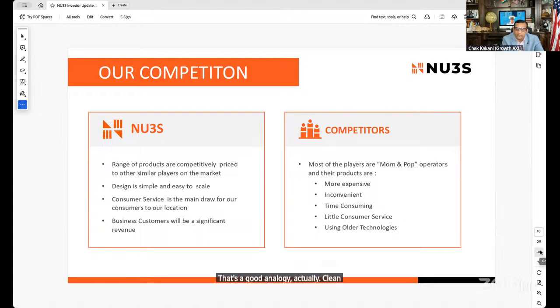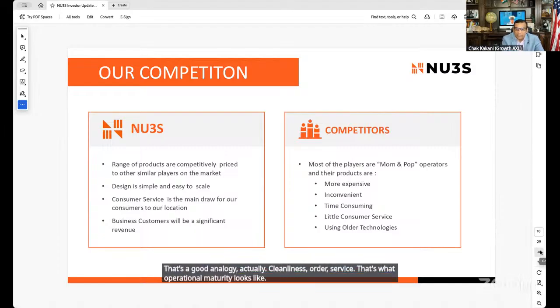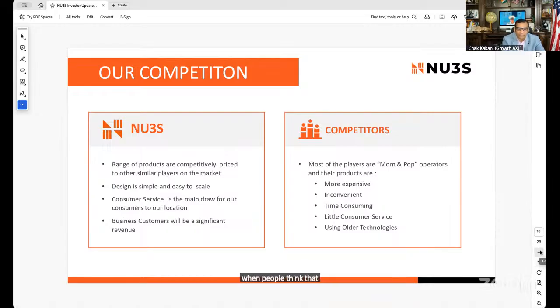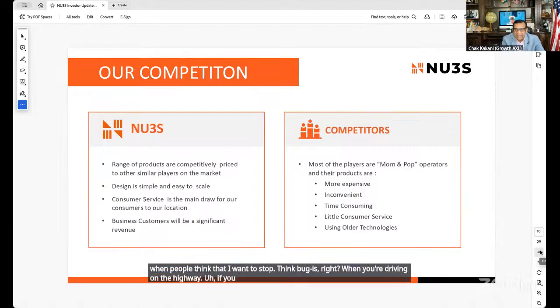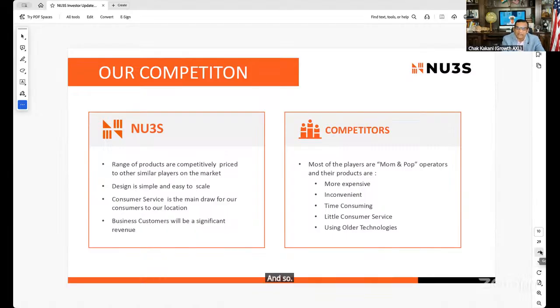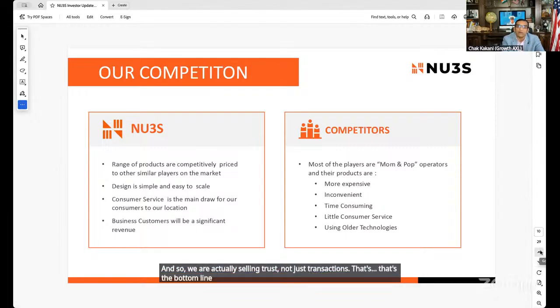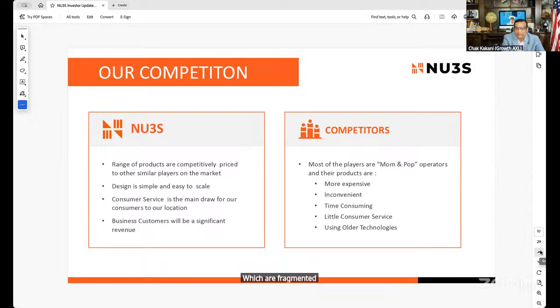Cleanliness, order, service. That's what operational maturity looks like, right? So when people think, I want to stop, think Buc-ee's, right? When you're driving on the highway, if you've ever seen that. And so we are actually selling trust, not just transactions. That's the bottom line of this. So we beat our competitors, which are fragmented mom and pop operators, right? In this space. So that's what it is.